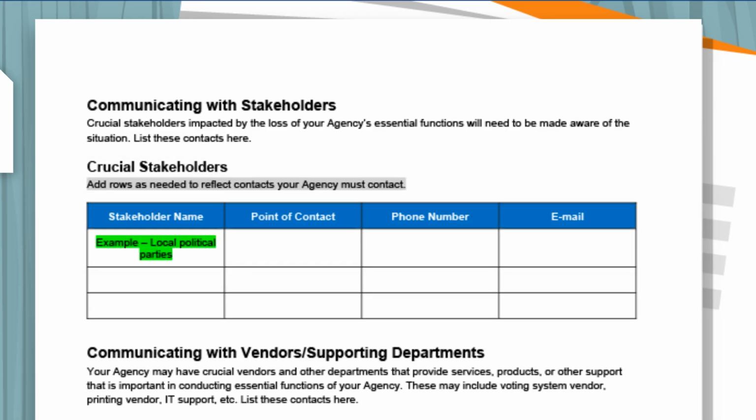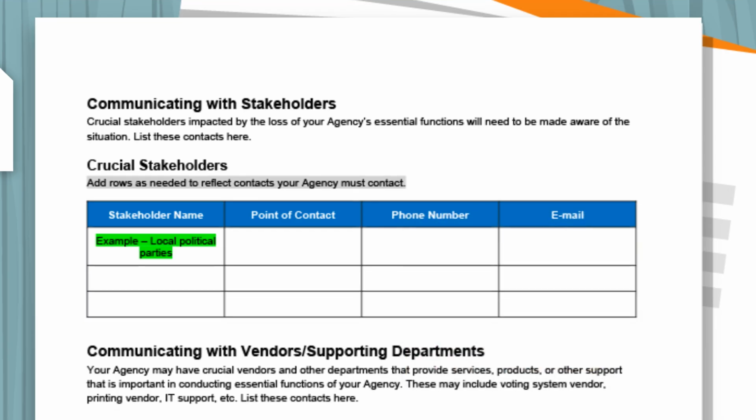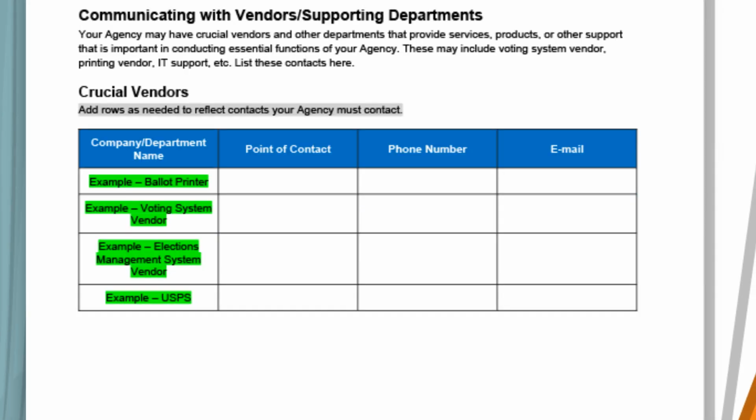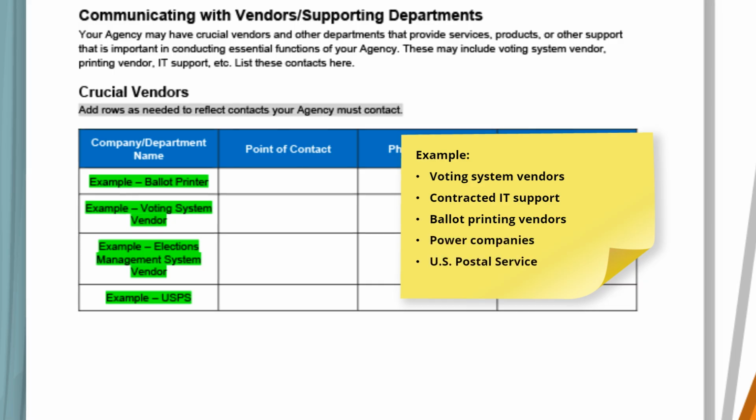Next, decide who your key stakeholders are. Depending on the incident, this may be voters, the media, office staff, temporary workers, or political parties. Finally, list the vendors and utility providers you rely on for services. These may include voting system vendors, contracted IT support, ballot printing vendors, power companies, and the U.S. Postal Service.